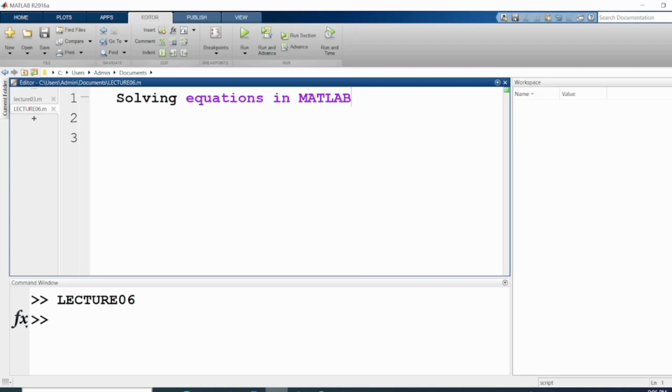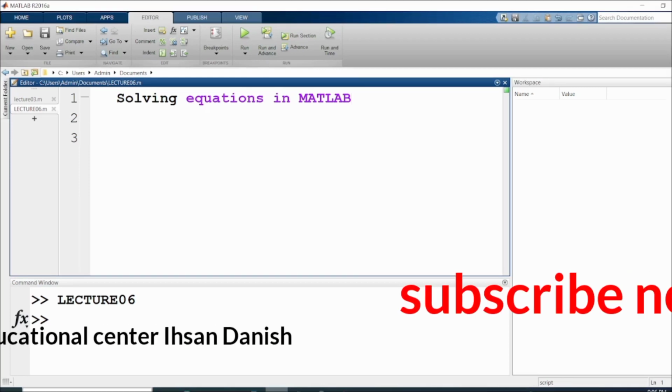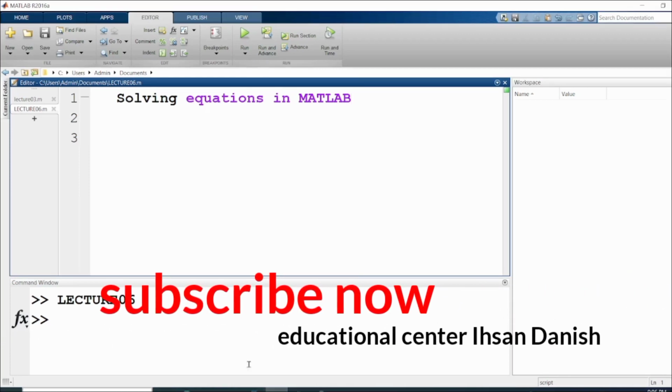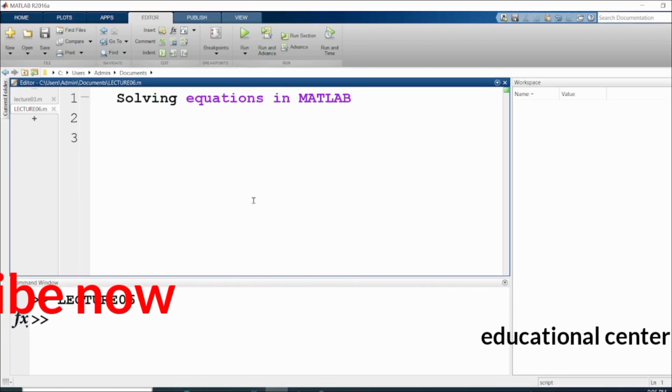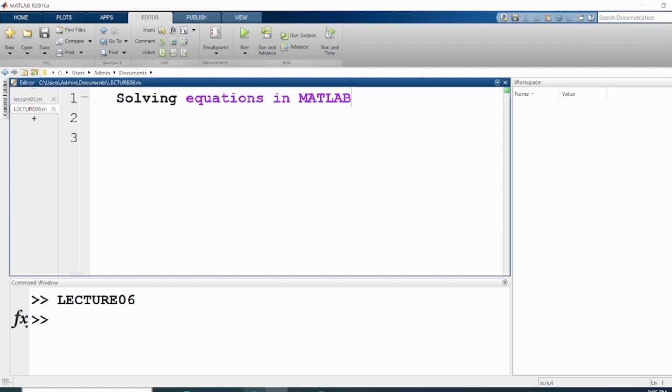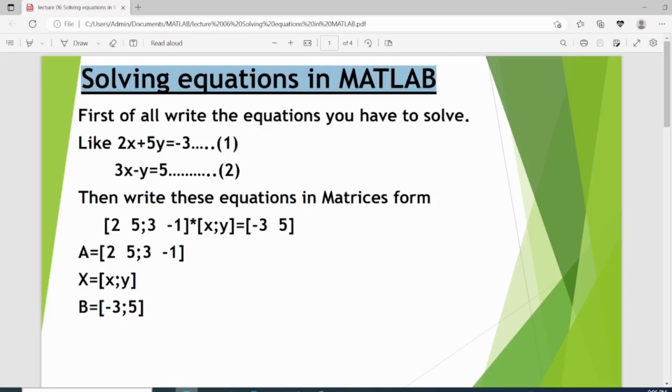Today we are going to study solving equations in MATLAB. Let me discuss the theory first and later on we'll practice in MATLAB. So the title is given over here: solving equations in MATLAB.